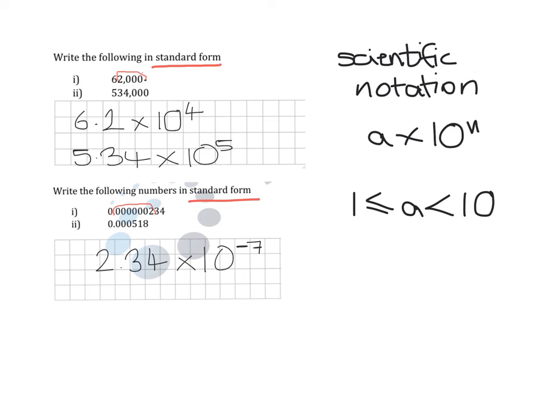We're moving the decimal place to the right. The second one will be rewritten as 5.18 by 10 to the power of minus 4, because we've moved the decimal place 4 places to the right.